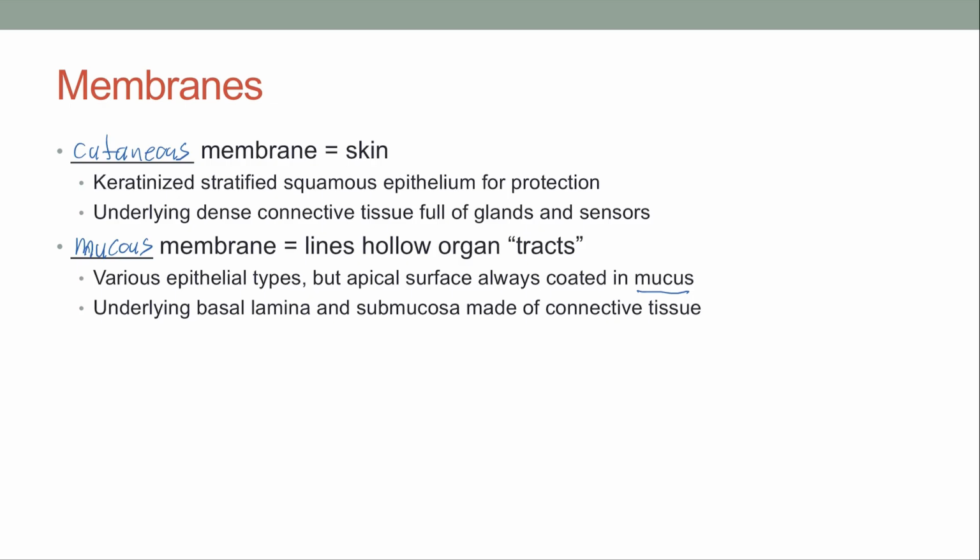Okay, there are four hollow organ tracts in the body. There's the respiratory tract, your airways and lungs. There's the digestive tract, your long tube of digestive organs. There's your urinary tract, and then there's the reproductive tract, which is more of a thing in females than it is in males. But those are all lined in mucous membranes in the places, at least, where they interface with the outside world.